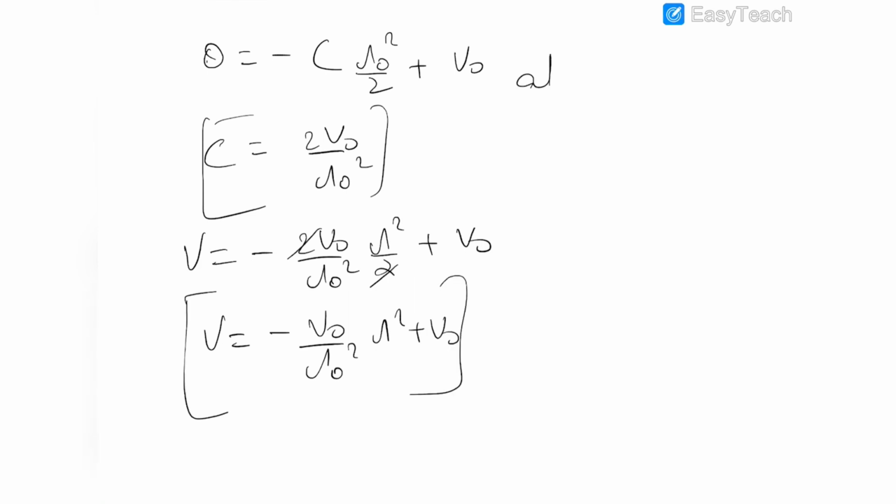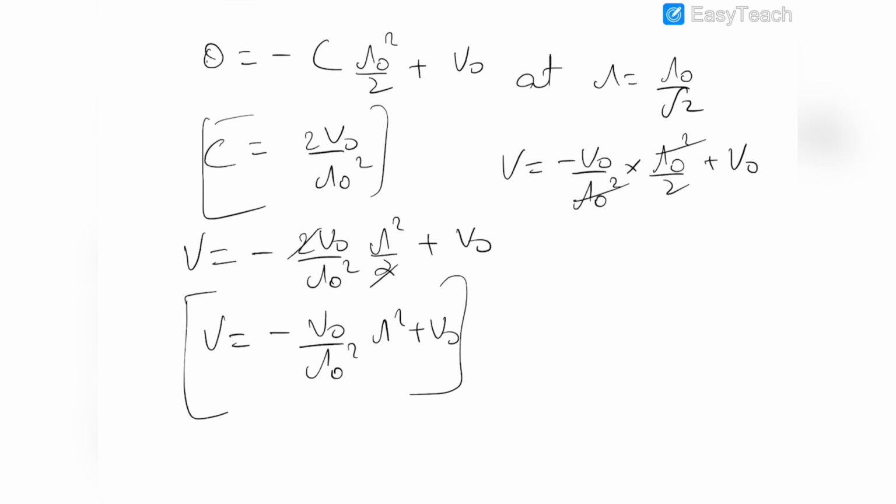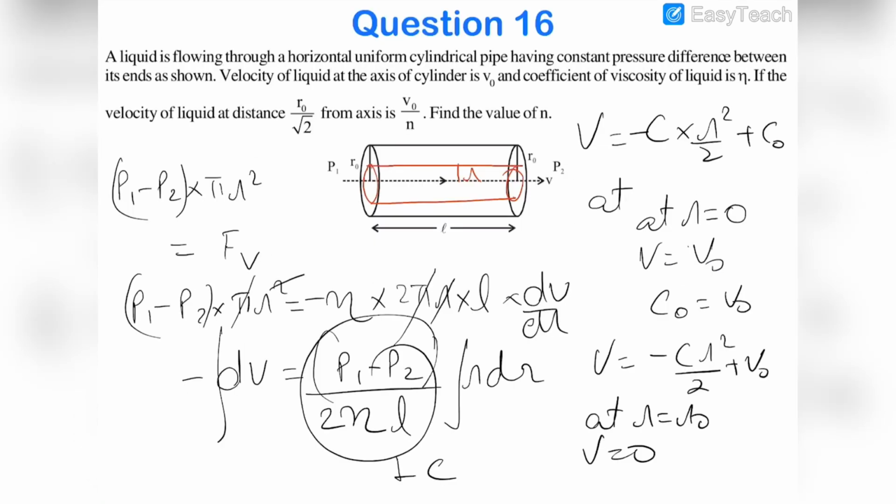Now at r is equal to r0 by root 2, v will be equal to minus of v0 by r0 square into r0 square by 2 plus v0. So it would be equal to v is equal to v0 by 2. So this value of n will be equal to 2.